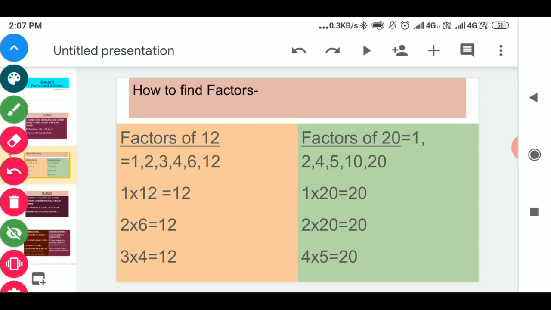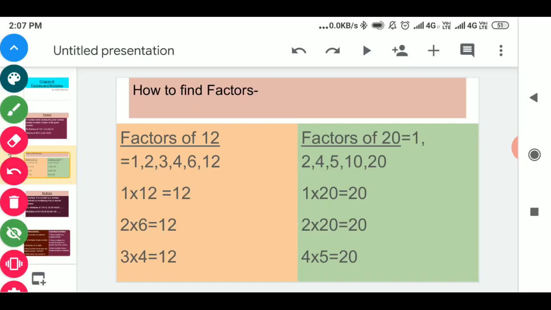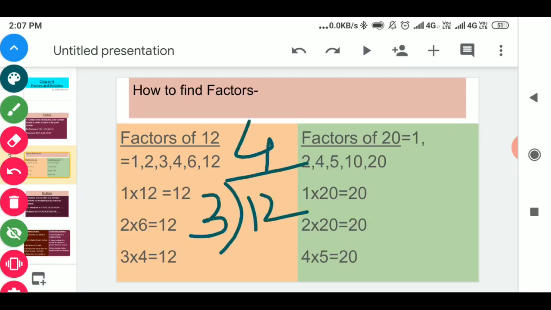Now after 1, take the number 2. When we divide 12 by 2, it goes 6 times. So 6 is also a factor of 12. After 2, let us take the next number, 3. 3 fours are 12, so here 3 and 4 both are factors of 12.